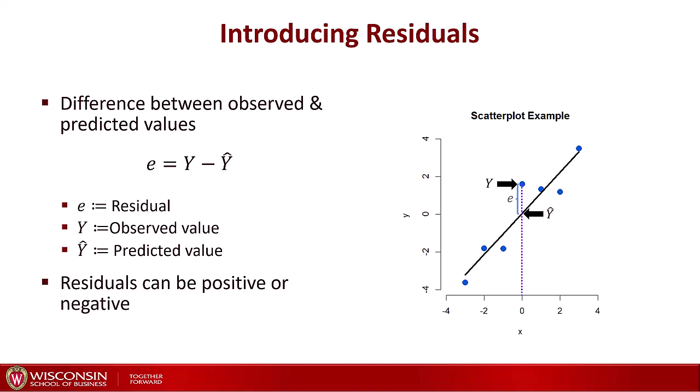So the residual is the difference between y and y hat. It is how wrong we were when we guessed 0, when in fact we observed that the real value was 2. Now, the residuals can be either positive or negative. If you underpredict, the line is below the point that you predicted, then your residual will be positive. If you overpredict, your residual will be negative.